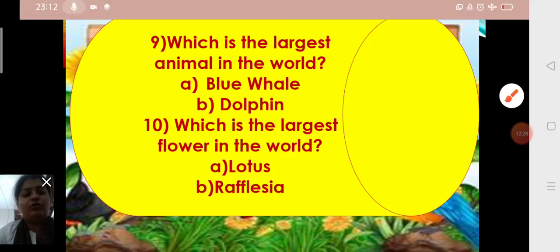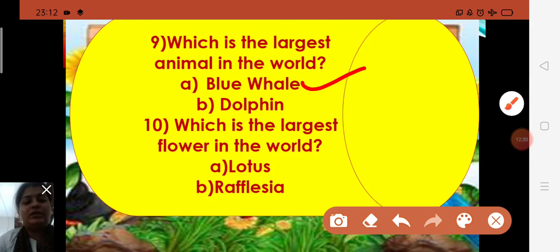Now, which is the largest animal in the world? Yes, children, what do you know? Blue whale. Blue whale is the largest animal in the world. And what do you know about the dolphin, children? Yes, dolphin is our national aquatic animal. But if the largest animal is asked, you will have to say blue whale.